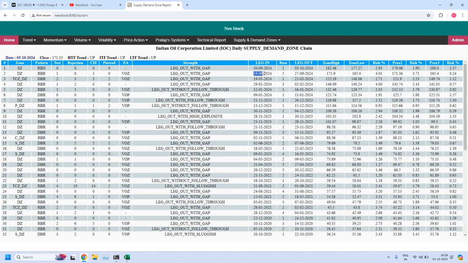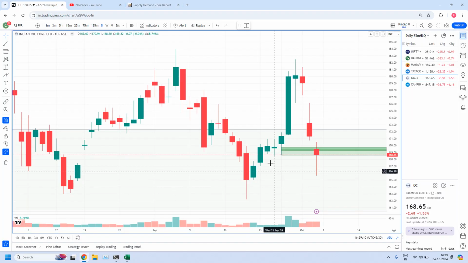When is the leg-in? 19,924. After that, how many base candles? 5 base candles. And then on 29 September, we have the leg out. 19th September, we have the leg-in. See here, you have a rally, 3 base candles and a rally. This is how, as humans, we are saying.